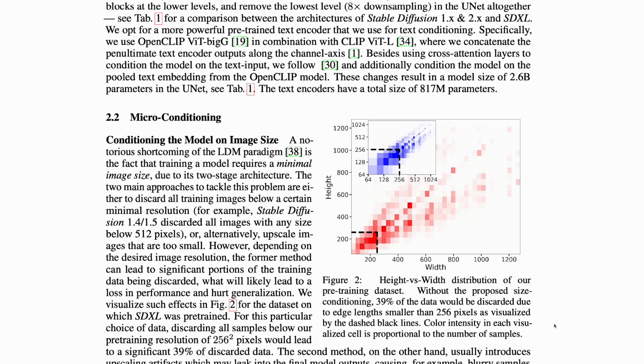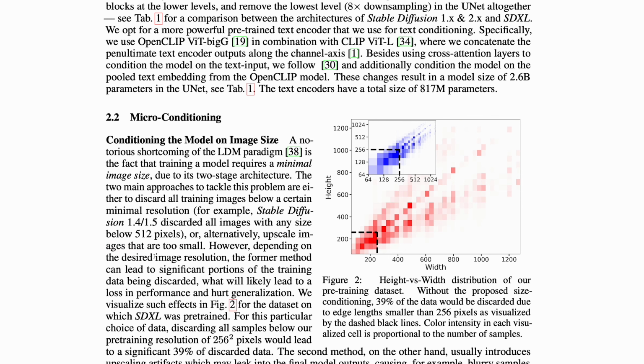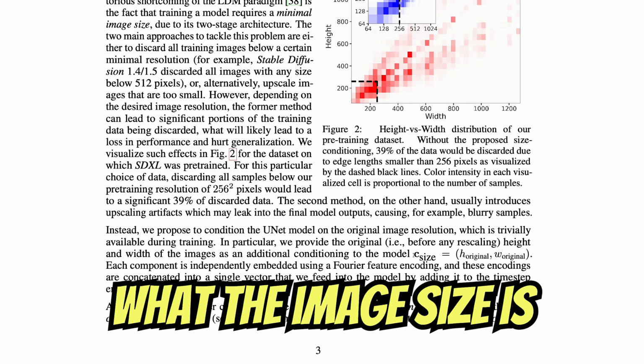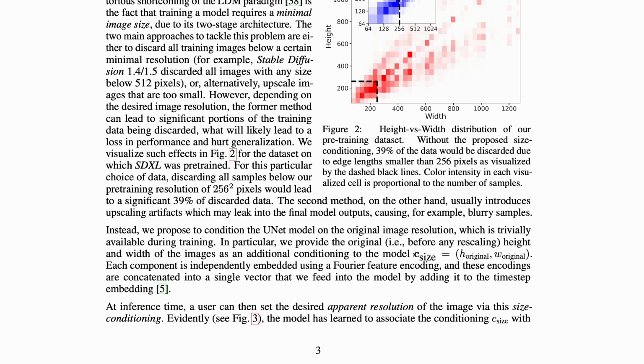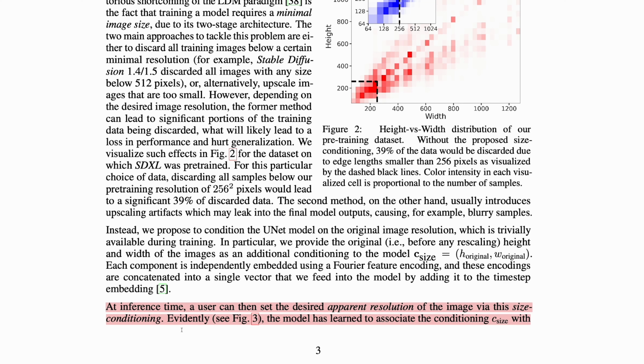That's a lot of data. Sad times. Our other option is to upscale images that are too small, but that creates upsampling artifacts. The trick here is to simply tell the model what the image size is by passing it as additional conditioning information. A tuple c_size containing the original height and width of the image. Then, at inference time, a user can set the desired apparent resolution of the image via this size conditioning.